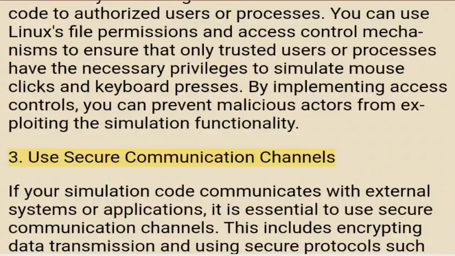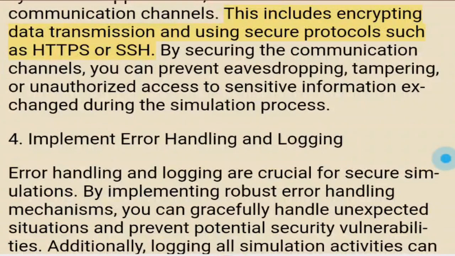3. Use secure communication channels. If your simulation code communicates with external systems or applications, it is essential to use secure communication channels. This includes encrypting data transmission and using secure protocols such as HTTPS or SSH. By securing the communication channels, you can prevent eavesdropping, tampering, or unauthorized access to sensitive information exchanged during the simulation process.